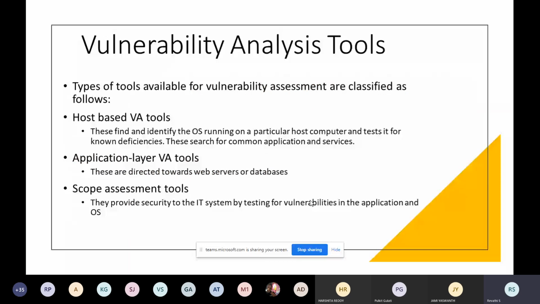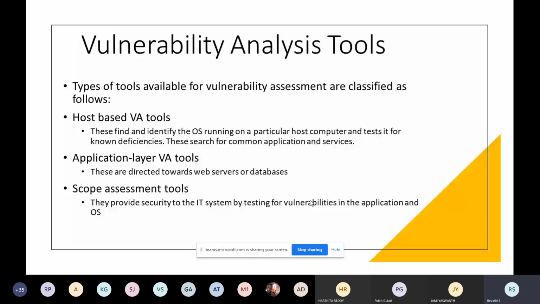For analyzing vulnerabilities, there are so many tools, and how these tools are classified depends again on how we are performing the assessment. Already we told the types of vulnerability assessment. We have seen active assessment, passive assessment, host-based, internal assessment, like that. Similarly, we will have the tools accordingly. These tools are classified according to the assessment type we are doing.